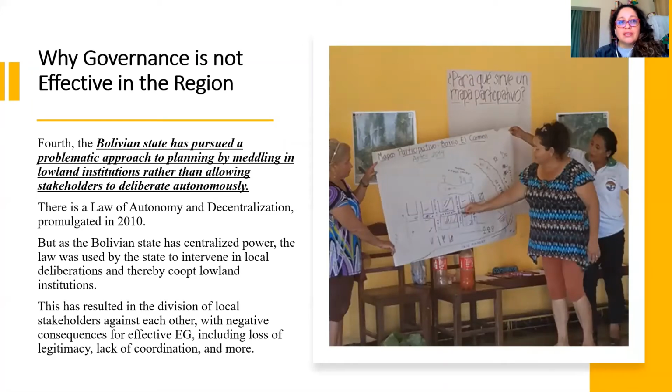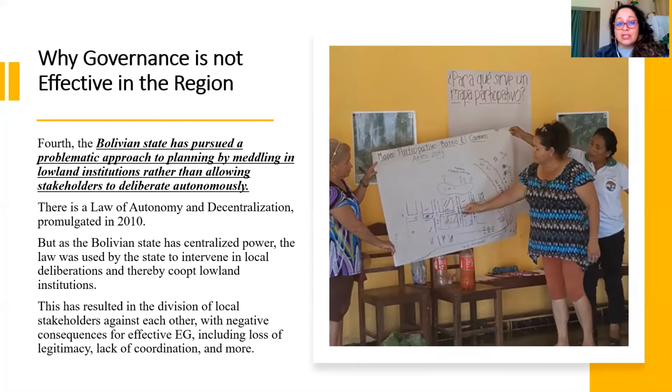The fourth is that the Bolivian state has pursued a problematic approach to planning by meddling in lowland institutions rather than allowing stakeholders to deliberate autonomously. Even though Bolivia has had a law of autonomy and decentralization since 2010, until today this hasn't gone into effect. The Bolivian state has centralized power. The law was used by the state to intervene in local deliberations and thereby co-opt lowland institutions.